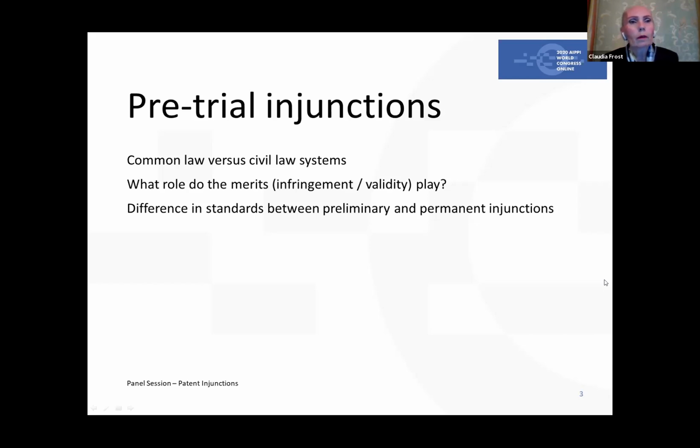So I looked carefully at those 2 and compared those to the rest of the cases where a preliminary injunction was sought.